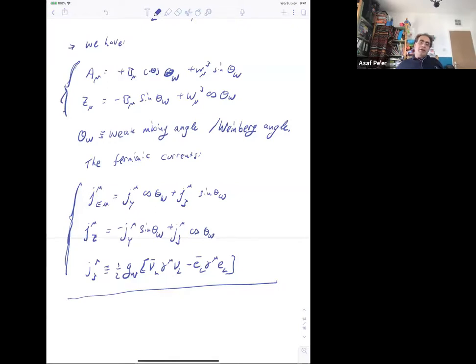The Weinberg angle is something which is measured experimentally. Remember, all this theory is great to give you a unified mathematical structure for what we're seeing, right? This is there to explain the experiment, not vice versa.